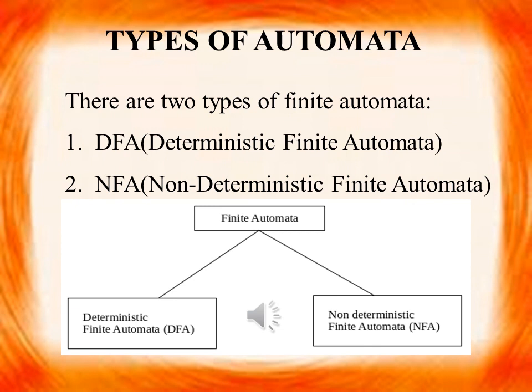So, types of finite automata. There are two types of finite automata, DFA and NFA. DFA is a deterministic finite automata, NFA is a non-deterministic finite automata.